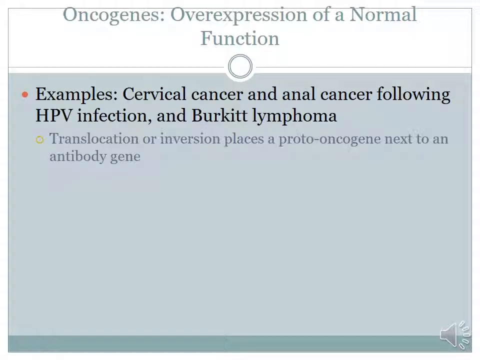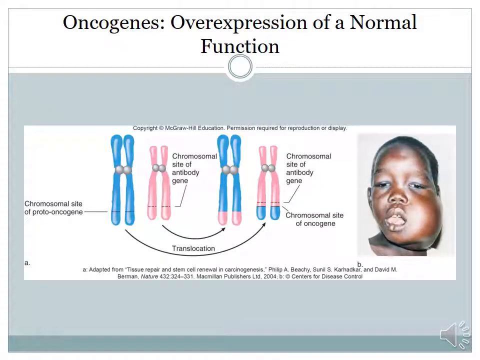Some examples are cervical cancer, anal cancer following an HPV infection, or Burkitt's lymphoma. You can have a translocation or inversion, which places a proto-oncogene next to an antibody gene. So let's look at Burkitt's lymphoma. Here we have a slide that shows that a translocation can cause cancer.